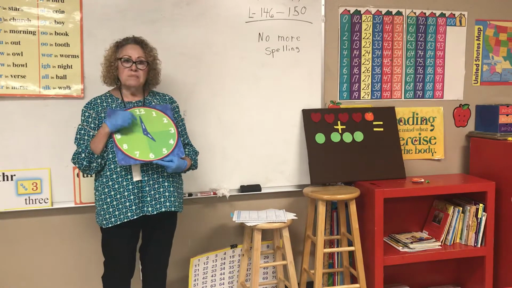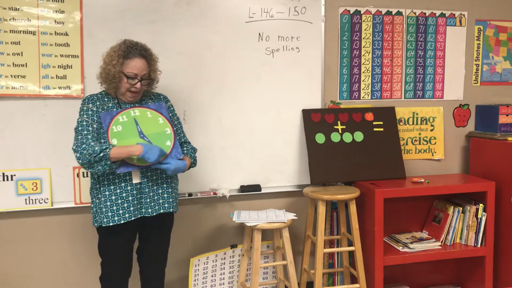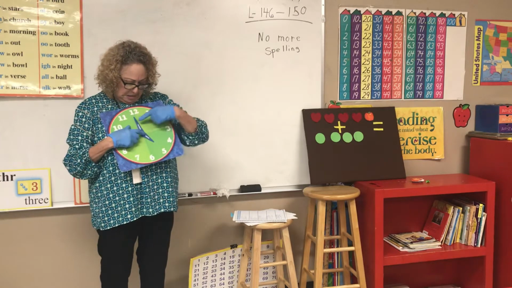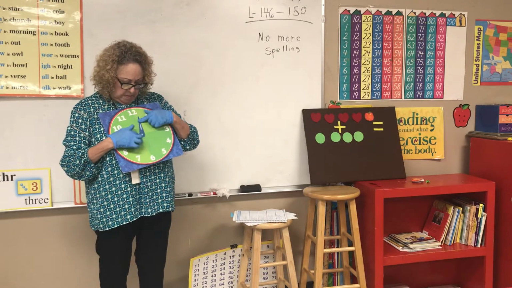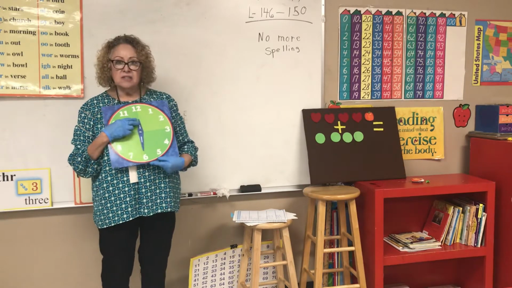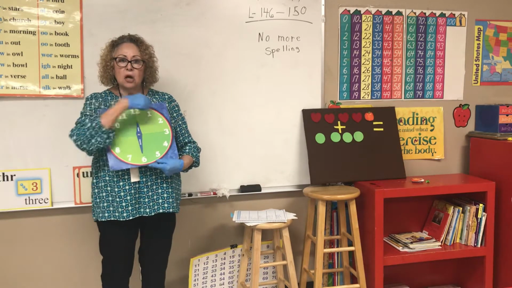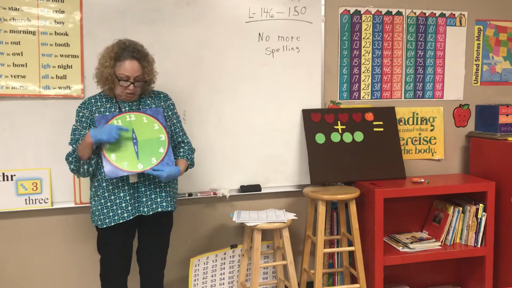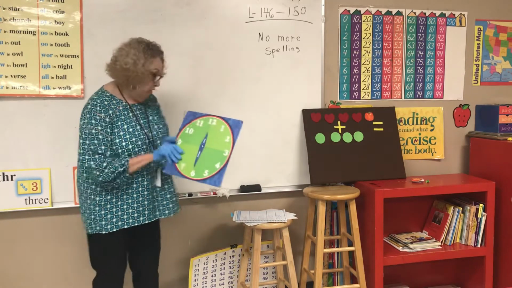And then we learned something else, that when we go to half past on the clock, we would go to the 6. When the big hand is on the 6, it's always going to be half past the hour. So we would say 12:30.